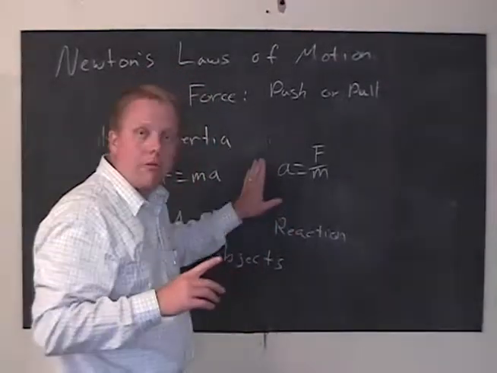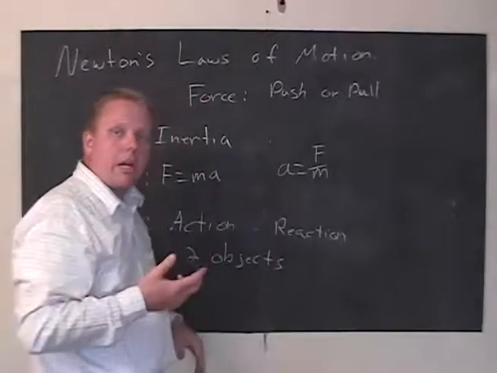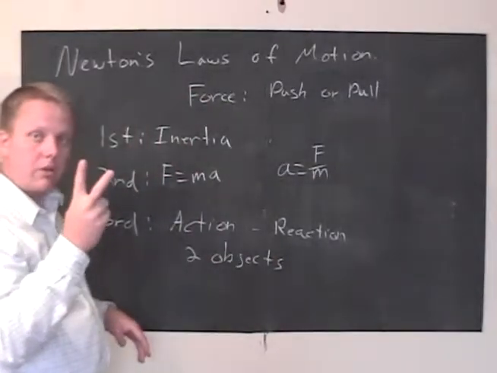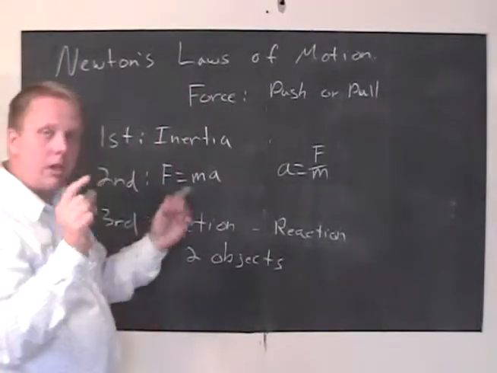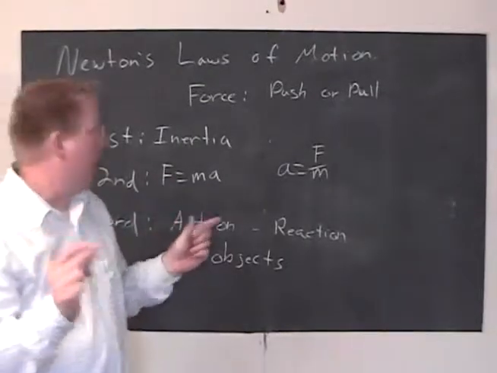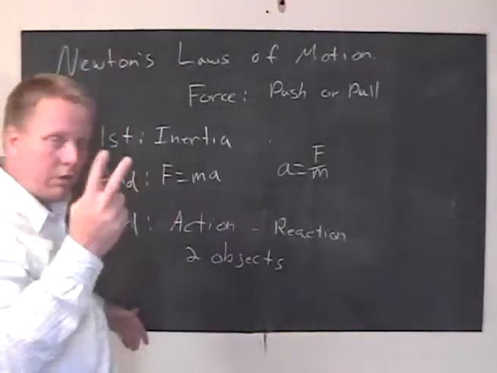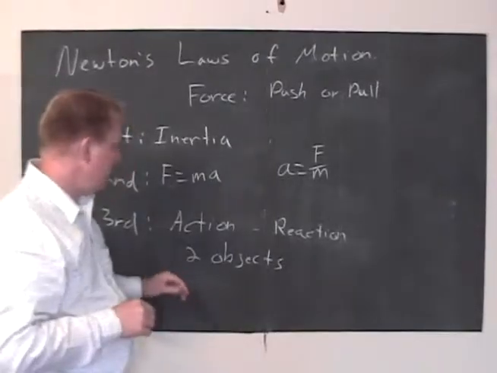So, for every force applied, there's an equal and opposite force applied. Remember, it takes two objects in order to have Newton's third law. It's between two different objects. Actually, all of these require at least two objects, but we'll get to that later.